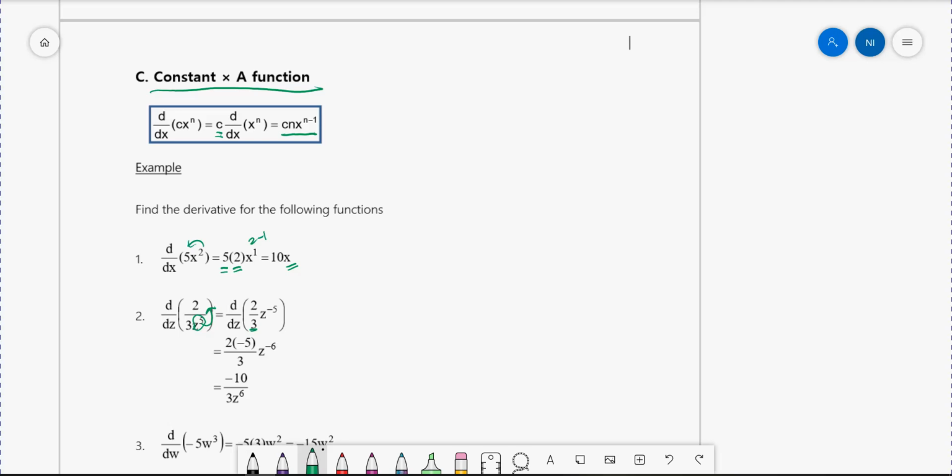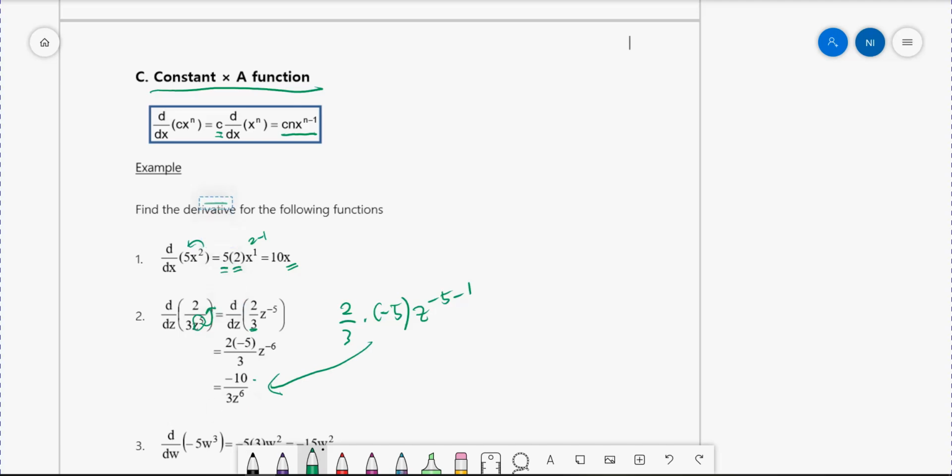So right now, 2 over 3, the constant, multiplies with the power. And then z power of negative 5 minus 1. Therefore, from here we will have 2 times negative 5, negative 10 over 3 z power of 6, because z power of negative 6, if we bring downwards to the denominator, it will be z power of 6.